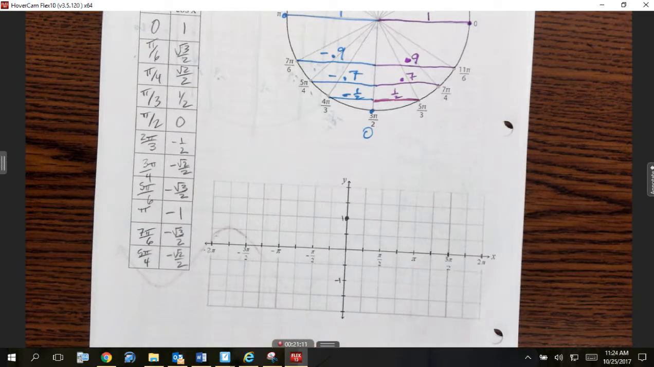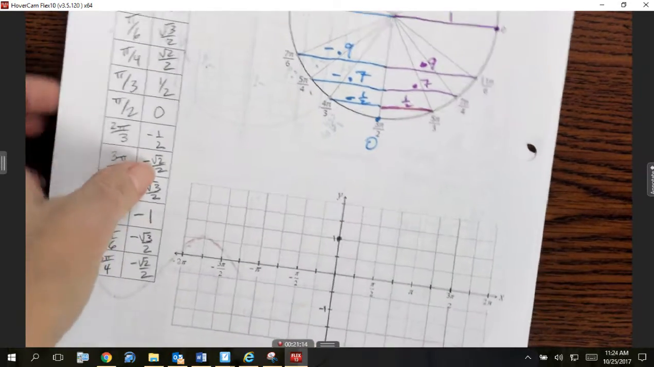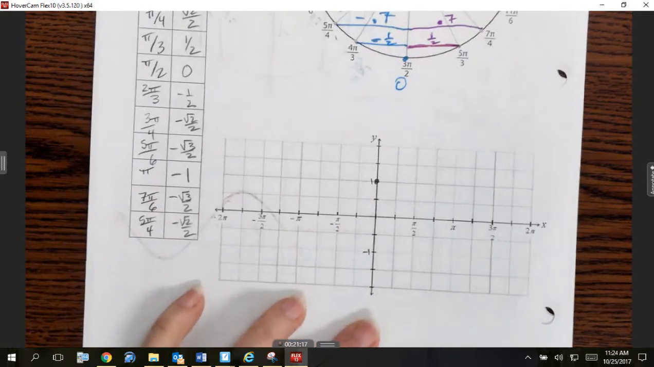So we go to graph cosine. This one where sine started at 0, 0, this one starts at 0, 1.